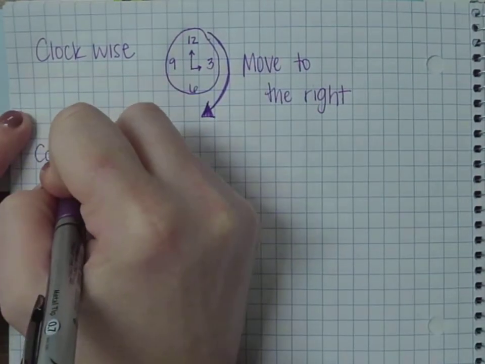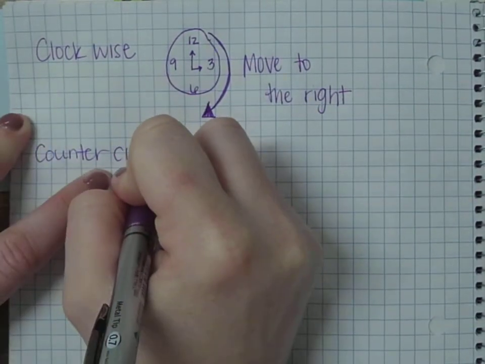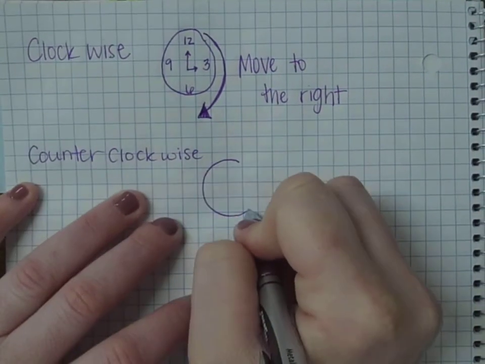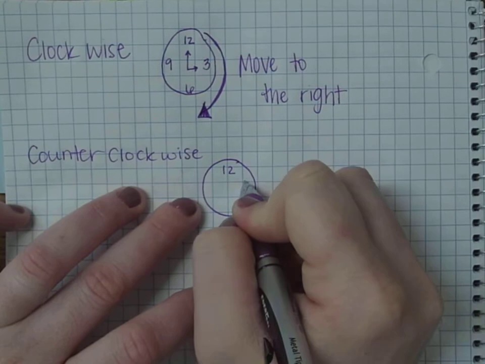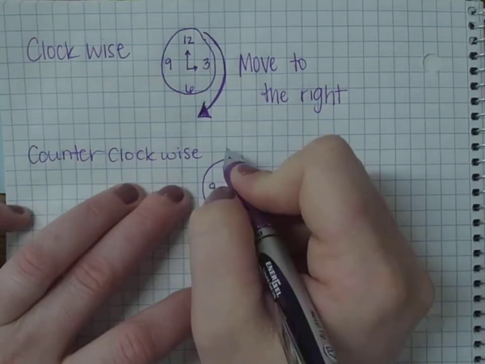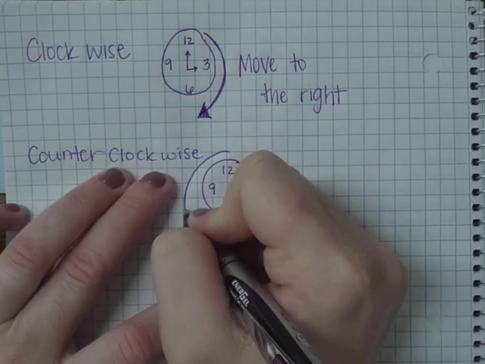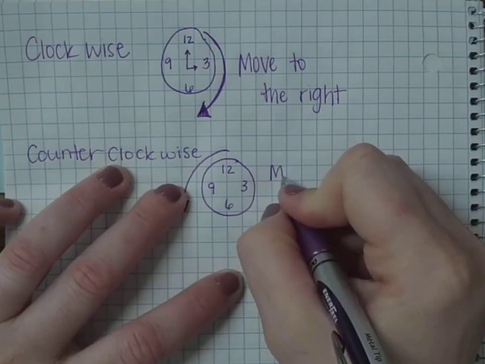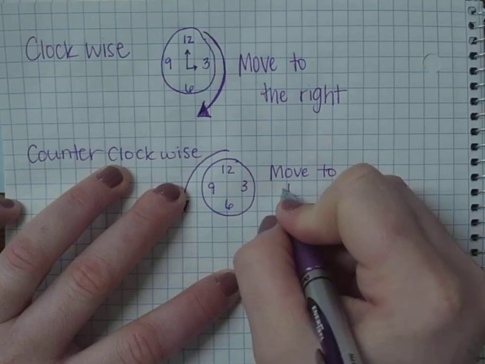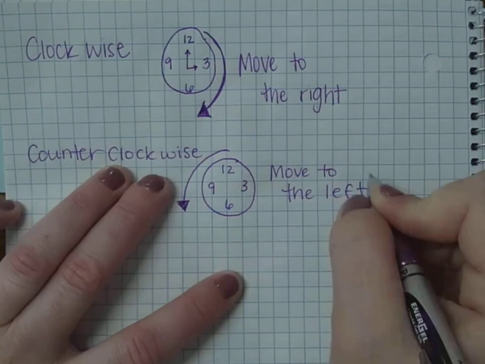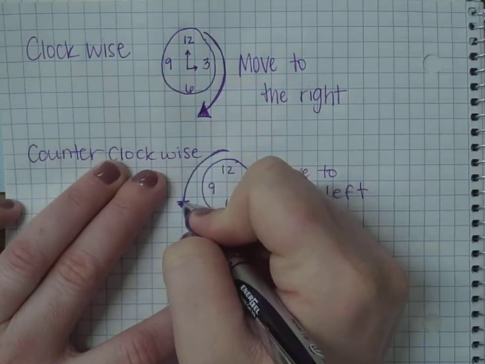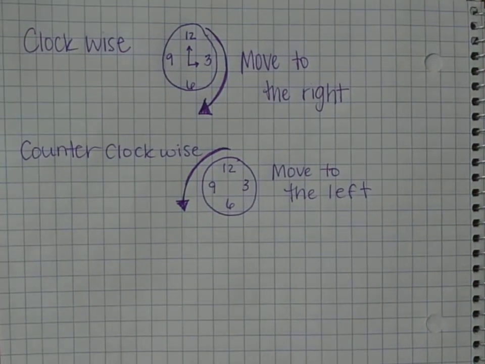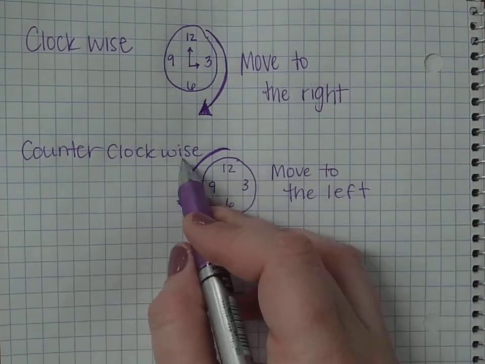Counterclockwise is the opposite direction. So 12, 3, 6, 9. Then you move the opposite direction, to the left. So you would start wherever you're at and turn this direction.